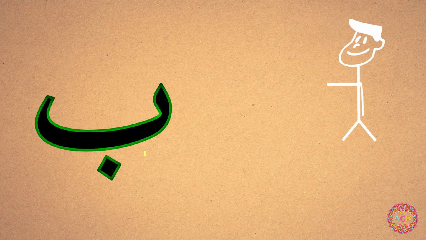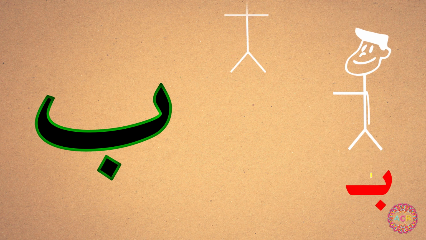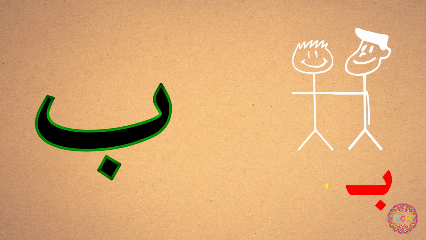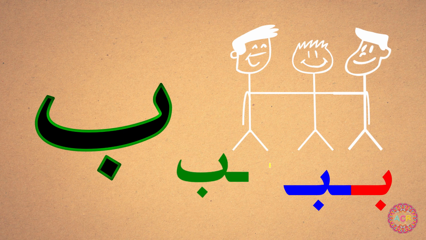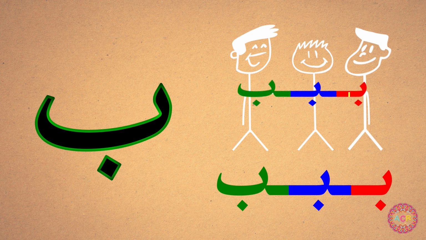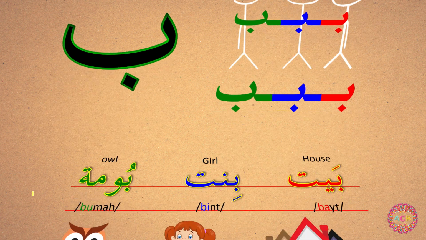Ba at the beginning, ba in the middle, ba at the end. So this is ba, ba, ba. Remember that Arabic letters have to be connected. We don't write them separately as in English. We don't have upper and lower case. We have to connect them. This is why we have to learn how each letter will look if it comes at the beginning, in the middle, or at the end.